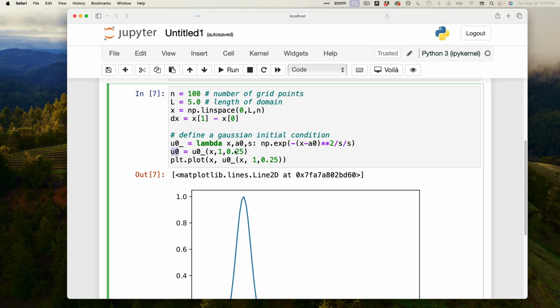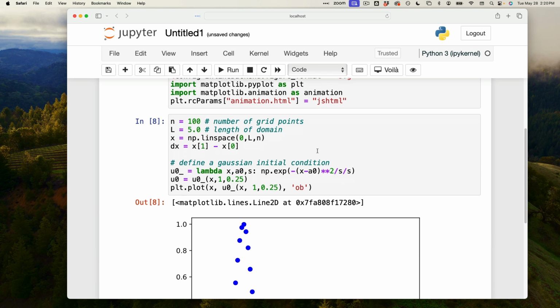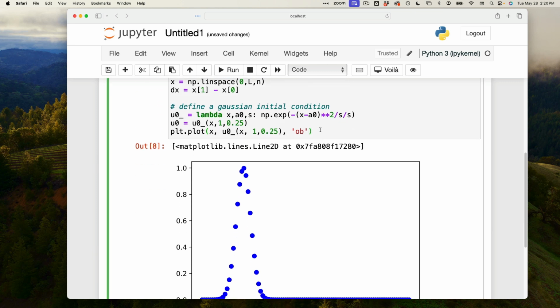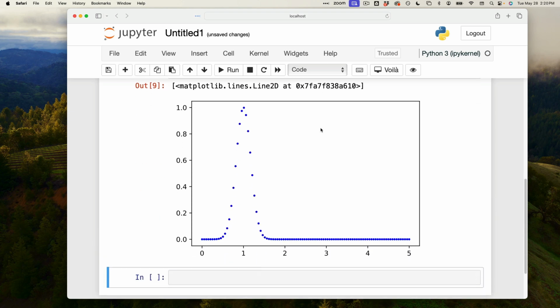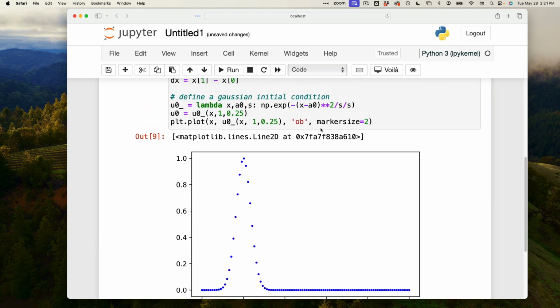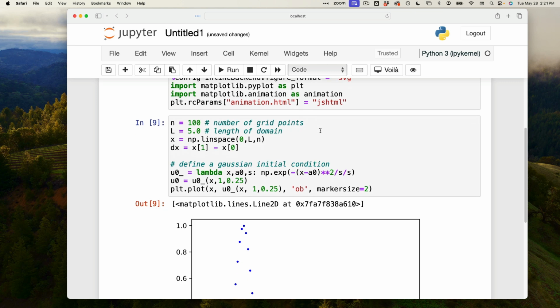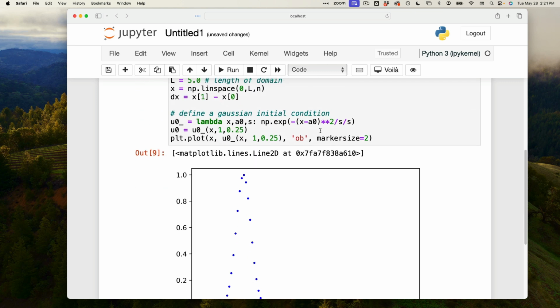Okay. And if you want to, you would do 'ob' to make them look like blue, with marker size equal 2, so you know that these are just discrete points, okay? All right, can we go to the next cell? Almost.